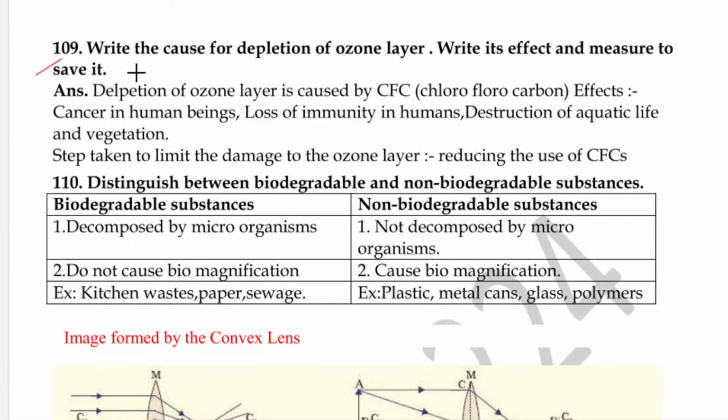Next question. Write the cause for depletion of ozone layer. Write its effect and measure to save it. Depletion of ozone layer is caused by CFC, that is chlorofluorocarbons. Effects are cancer in human beings, loss of immunity in humans, destruction of aquatic life and vegetation. Steps taken to limit the damage of the ozone layer is reducing the use of CFCs.